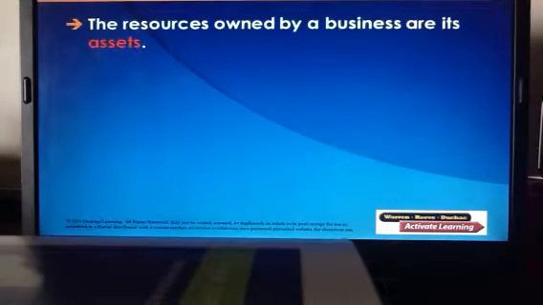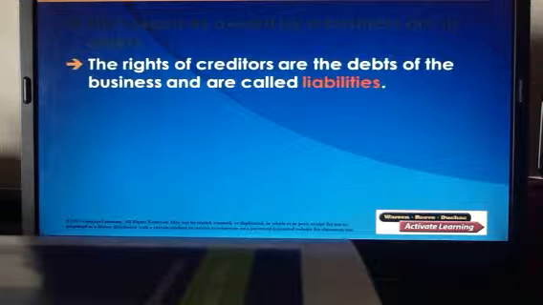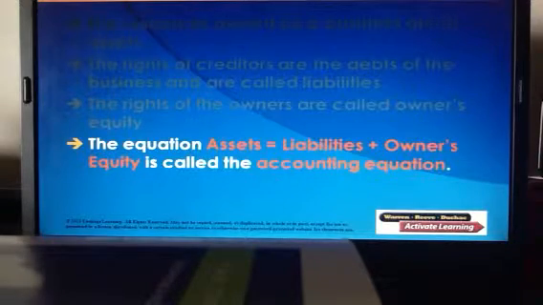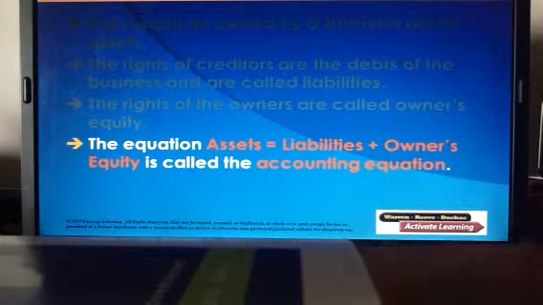One of the main things in Chapter 1 is to understand the accounting equation, and there are three elements that go into that. First of all, assets. Assets are the resources owned by the business. Secondly, the rights of creditors or the debts of the business are called liabilities. And then finally, the rights of the owners are called owner's equity. And we can put those three things together in the form of an equation, and it's called the accounting equation. And it looks like this: assets equals liabilities plus owner's equity.